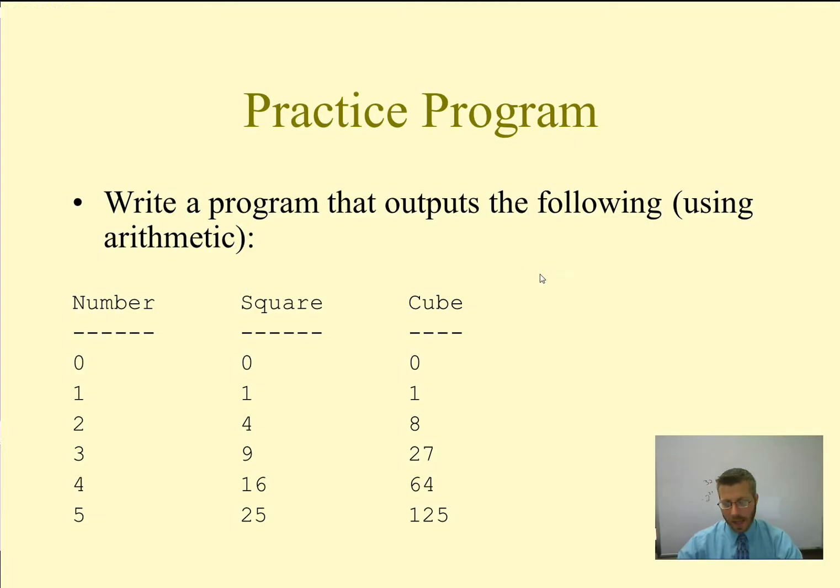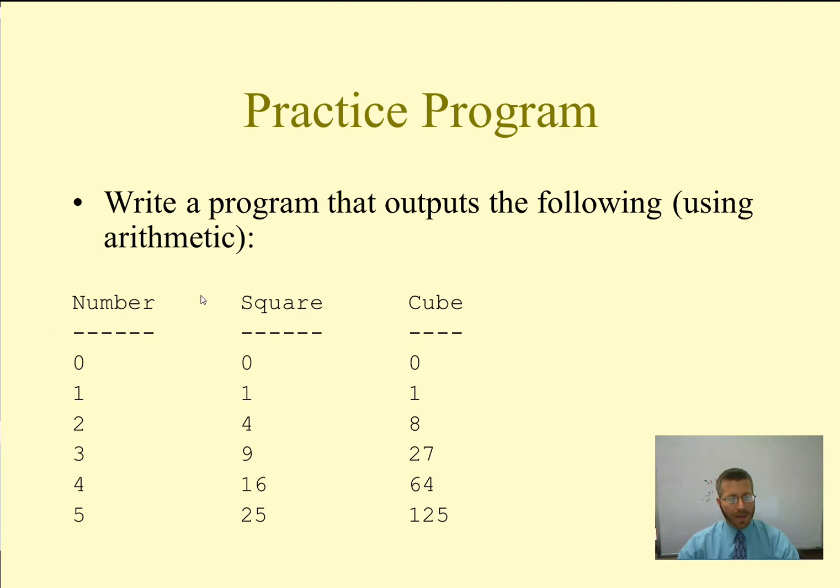Okay, looking back at our program, what we need to do now is we need to print out this number. So this entire column right here is going to be represented by those variables that we created, 0, 1, 2, 3, 4, and 5. This column here is going to be the square of those numbers. So this would be 0 times 0. This would be 1 times 1, 2 times 2, 3 times 3, 4 times 4, 5 times 5. The last column here is going to be the cube, 0 times 0 times 0, 1 times 1 times 1, 2 times 2 times 2, and so on.